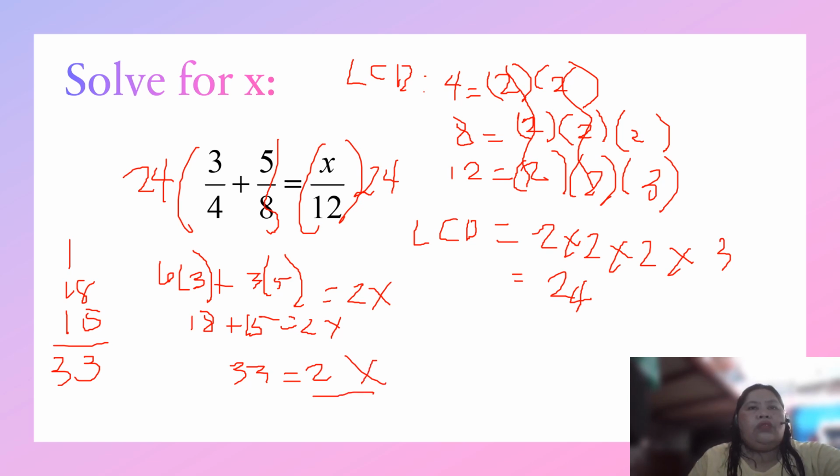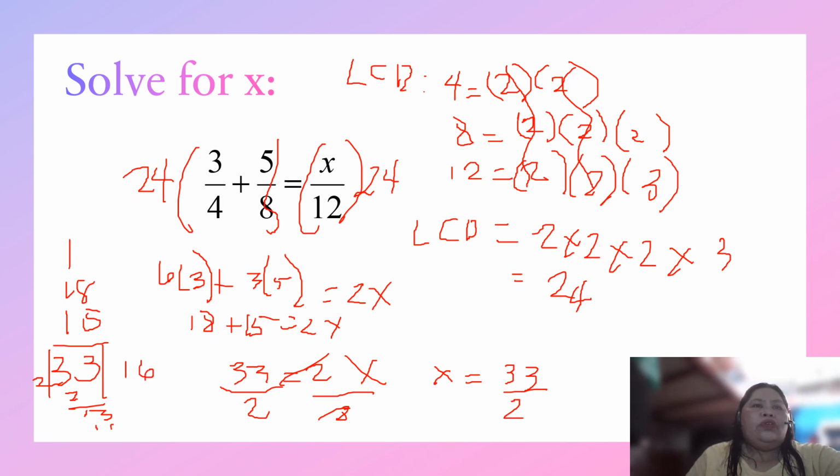So we can divide both sides by 2. Therefore, x is equal to 33 over 2. Or we can make it a decimal. 33 divided by 2 is 16 with a remainder of 1, so 1 half. So x is 16.5, or 16 and 1 half. That's it.